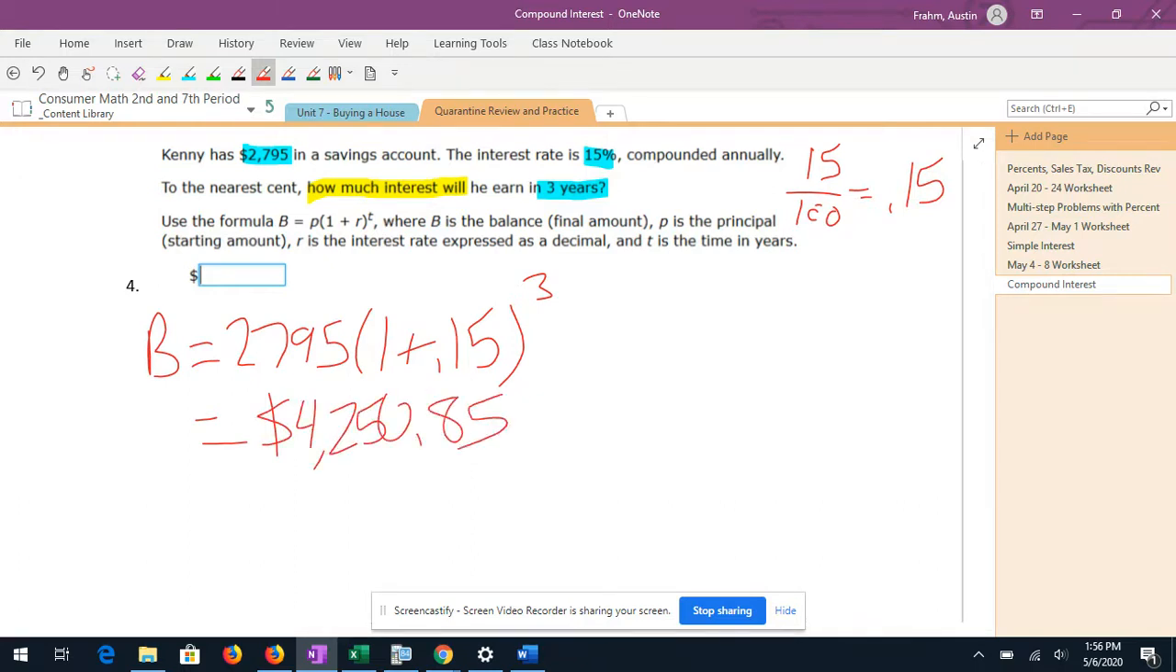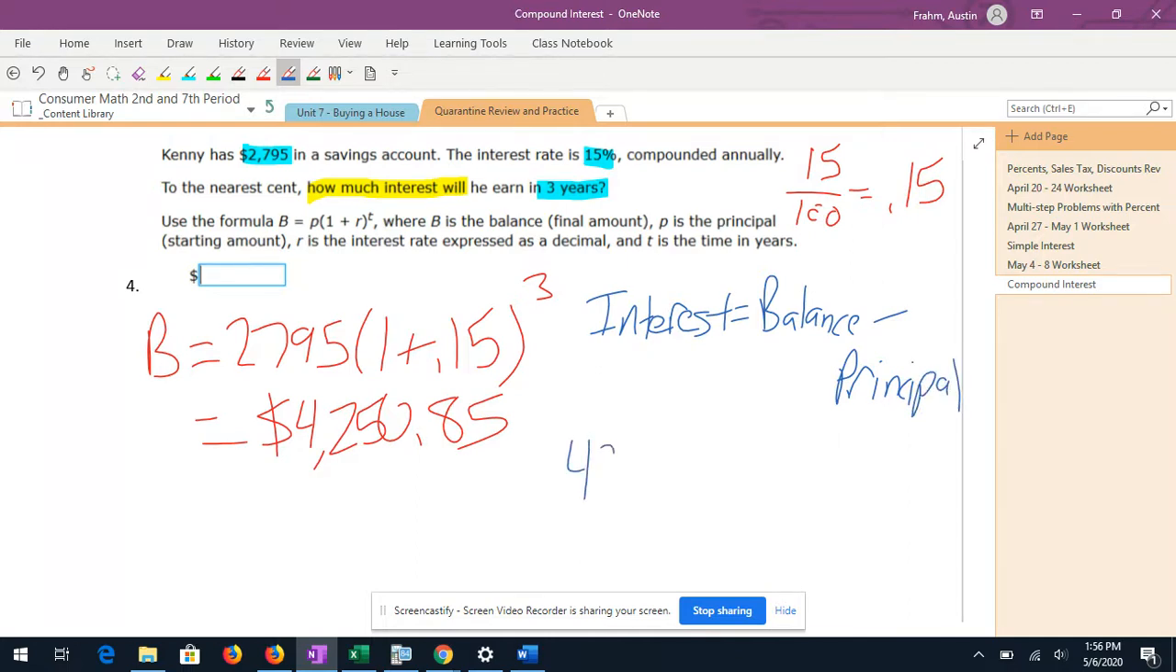Now, like I was saying, we are not done, okay? They are asking for the interest amount. So to calculate interest, we need to take the balance and subtract the principal.